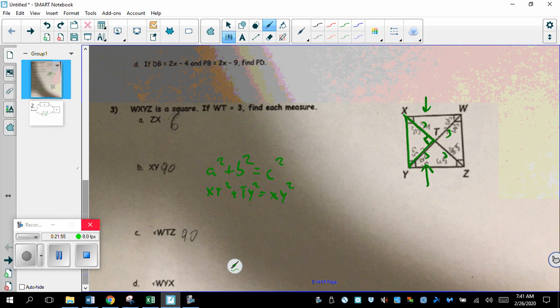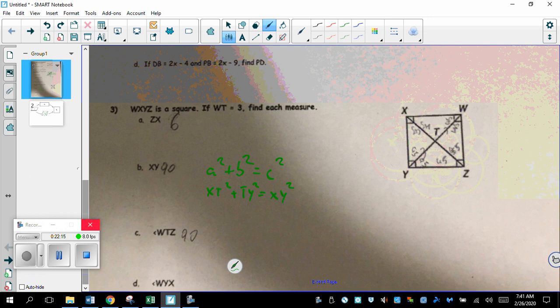You could have set this up differently. There's a few different ways you could have done it. You could have set up the Pythagorean theorem this way: say that this whole thing is 6, and then x squared plus another x squared is equal to 6 squared. So, pick your poison. You can do whatever you want. But here we're going to solve it this way.